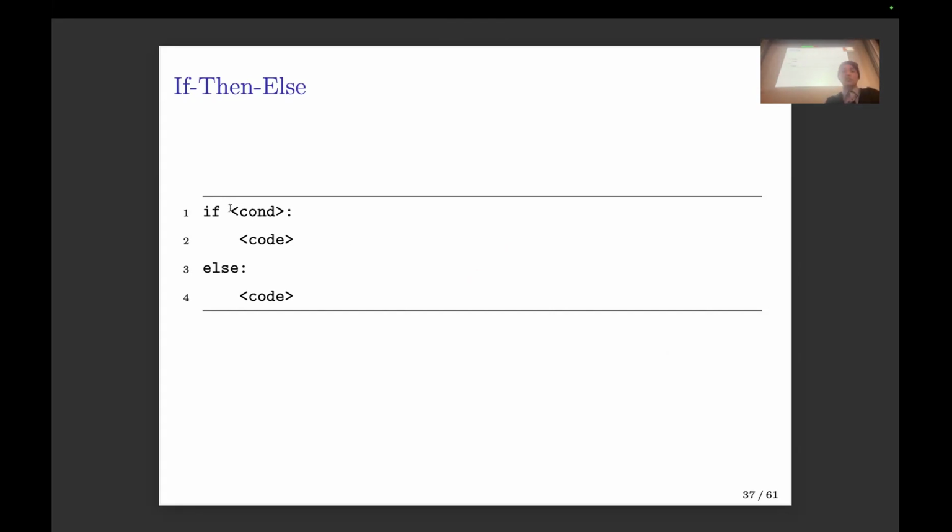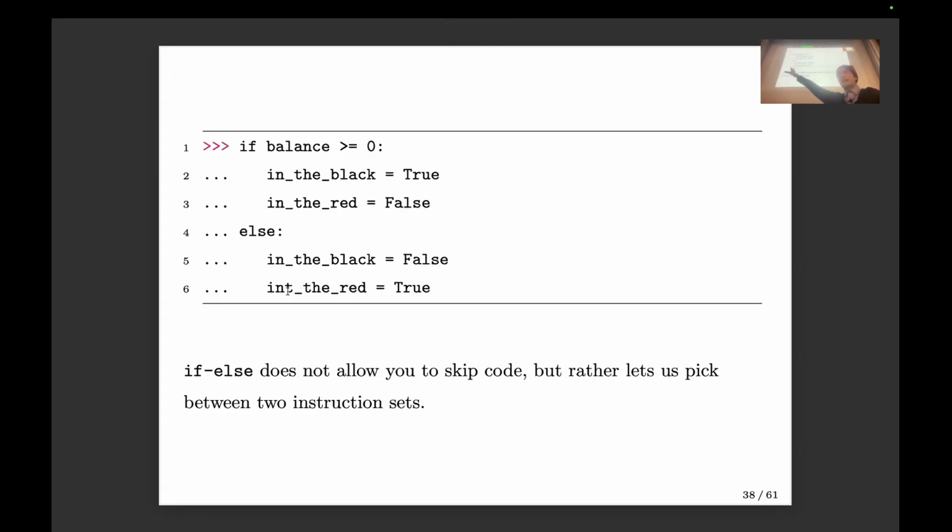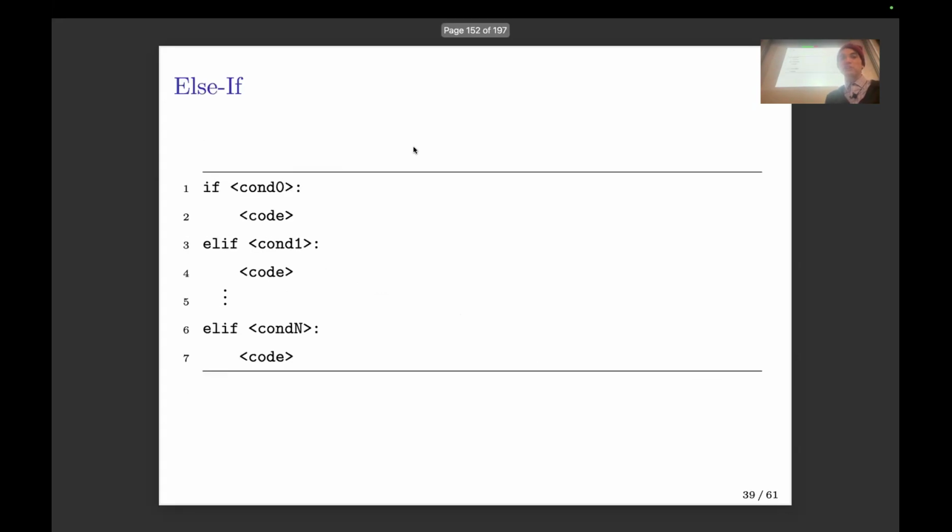If the condition is true, it's going to run this code, else it's going to run that code, which means I can rewrite that previous expression to be something more like this. If the balance is greater than 0, then in the black is true and the red is false. Else, do the opposite. Because now here, the only way to be here is for this to have failed. And if that failed, then you can utilize information at line 5 about that failure. So this is what the if else expression is for.